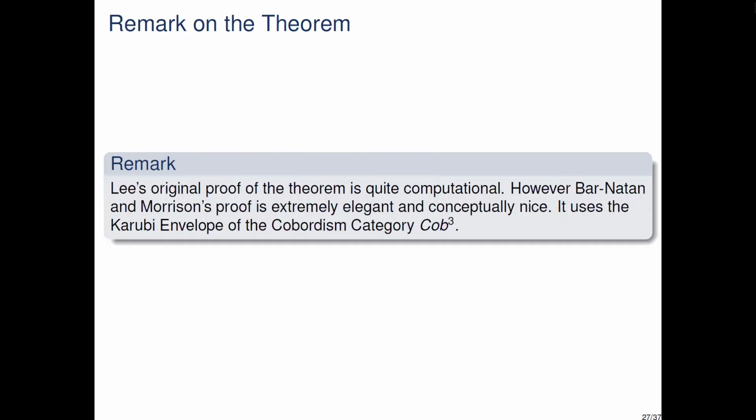Okay, so one thing: although Lie's proof of this theorem is quite computational, the way Rob Barnaton and Scott Morrison gave a very elegant and conceptually nice proof, and they use some very geometric ideas called the Karoubi envelope and the cobordism category. Again, whatever that is, we can ignore.